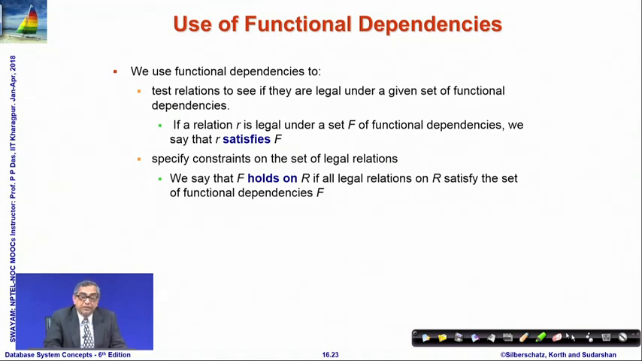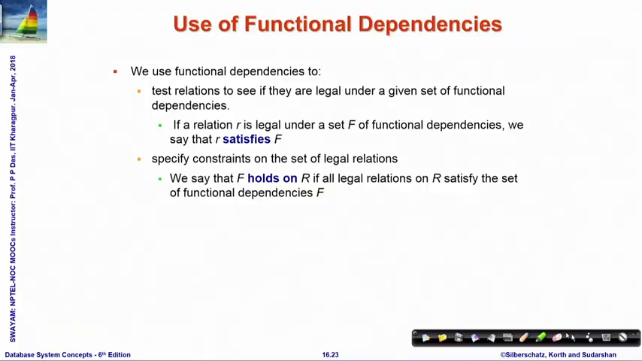So, a relation satisfies a set of functional dependencies, and for a relational schema, the set of functional dependencies holds on that schema, which means that for all possible past, present and future instances, the relations will satisfy the functional dependencies.